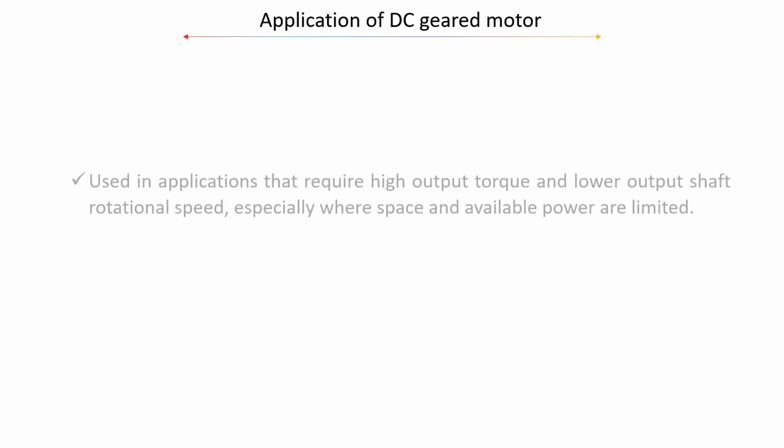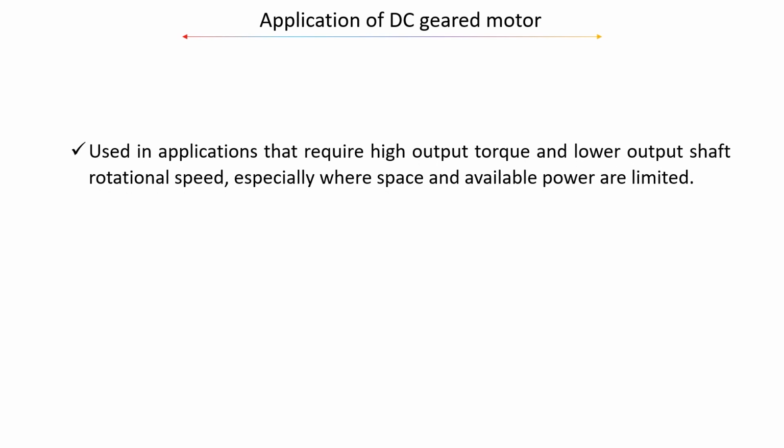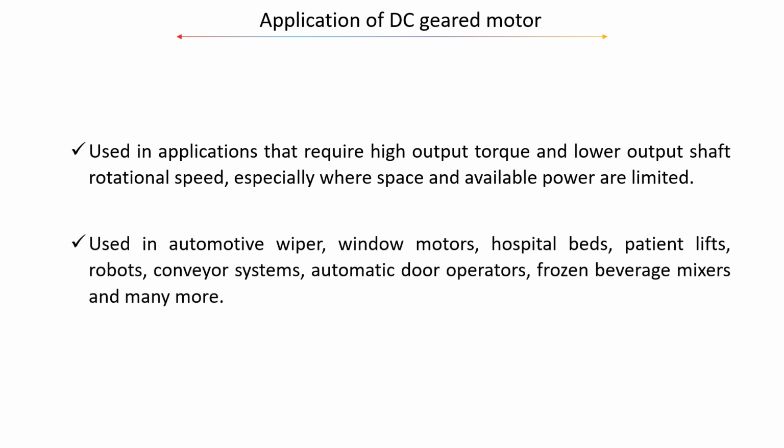Applications of the DC gear motor. This motor is used in applications that require high output torque and lower output shaft rotational speed, especially where space and available power are limited. This motor is also used in automotive wiper, window motors, hospital beds, patient lifts, robots, conveyor systems, automatic door operators, frozen beverage mixers, and many more.